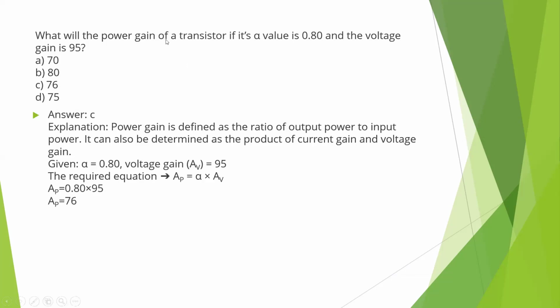What will be the power gain of a transistor if its alpha value is 0.80 and the voltage gain is 95? So power gain is defined as the ratio of the output power to the input power, and it can also be determined as the product of the current gain and voltage gain. So alpha they have given, voltage gain AV is 95. The required equation, this is a general equation, AP is equal to alpha into AV.